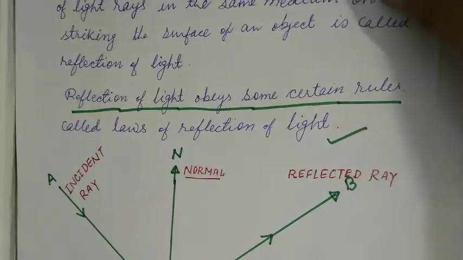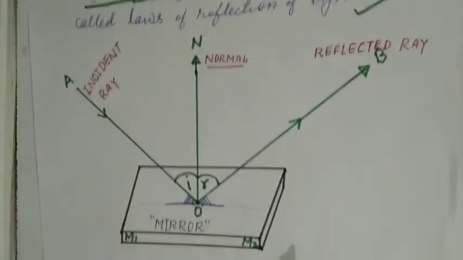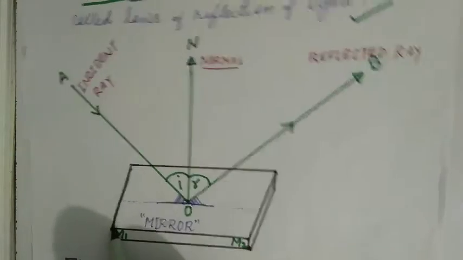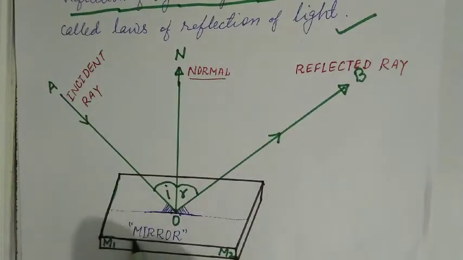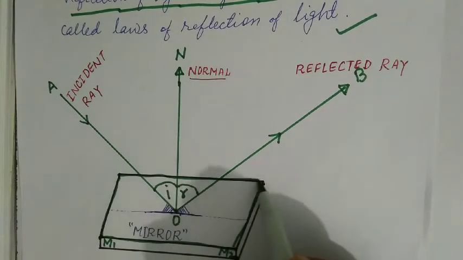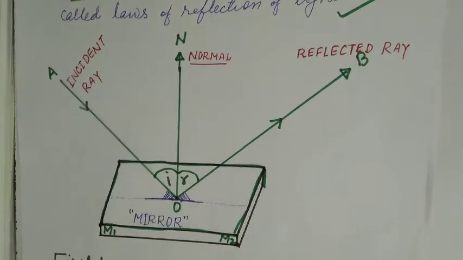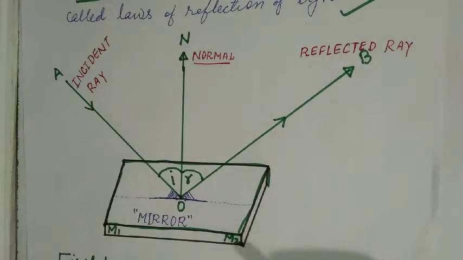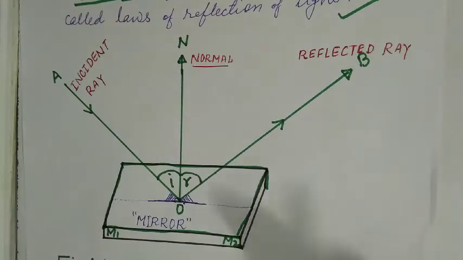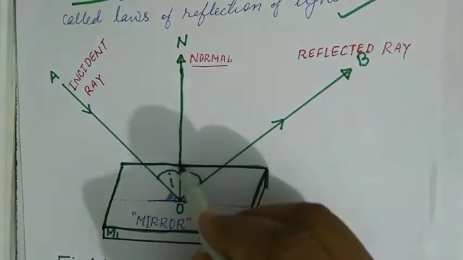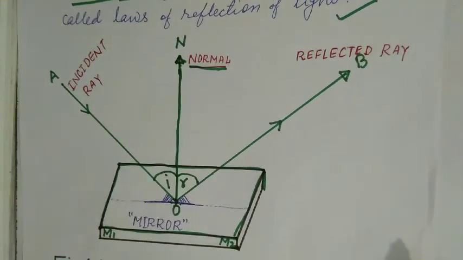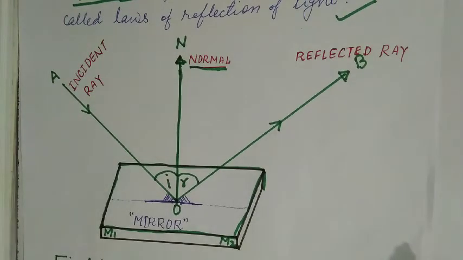So first of all, we need to draw a diagram. Suppose there is a surface, any type of surface, a smooth surface or maybe a rough surface. In all types of reflection of light, the laws of reflection are applicable, either in a rough surface or in a smooth surface. Okay, students, so take a line normal to this surface. This is the normal line I have drawn already. The normal means the line perpendicular to the surface.